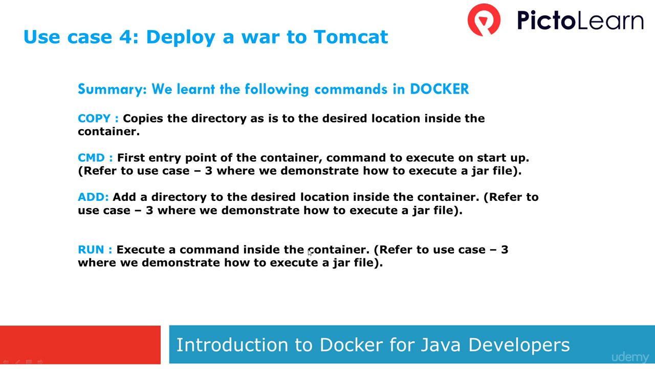Let's summarize whatever we've learned right now. I'm going to combine the summary of use case 3 as well because I didn't have a brain overload section in between. So going back to the Docker file, we use the copy command. It copies the directory as is to the desired location inside the container. The cmd command in the Docker file is a command which the container needs to execute when it starts up. Add basically refers to adding a directory to the desired location, and run is executing a command inside the container. A good example for run would be to run updates on Ubuntu images or Tomcat images.